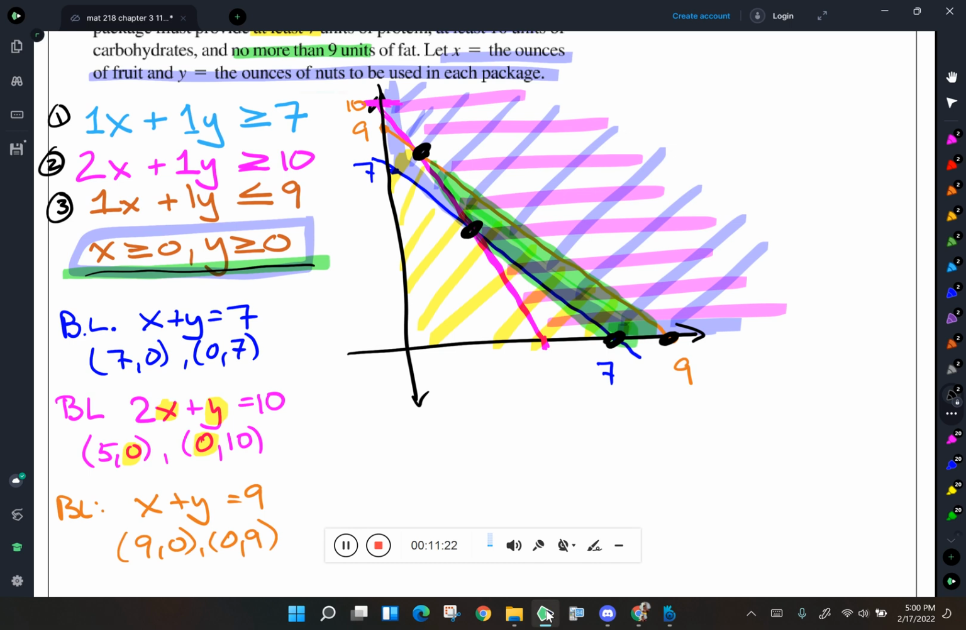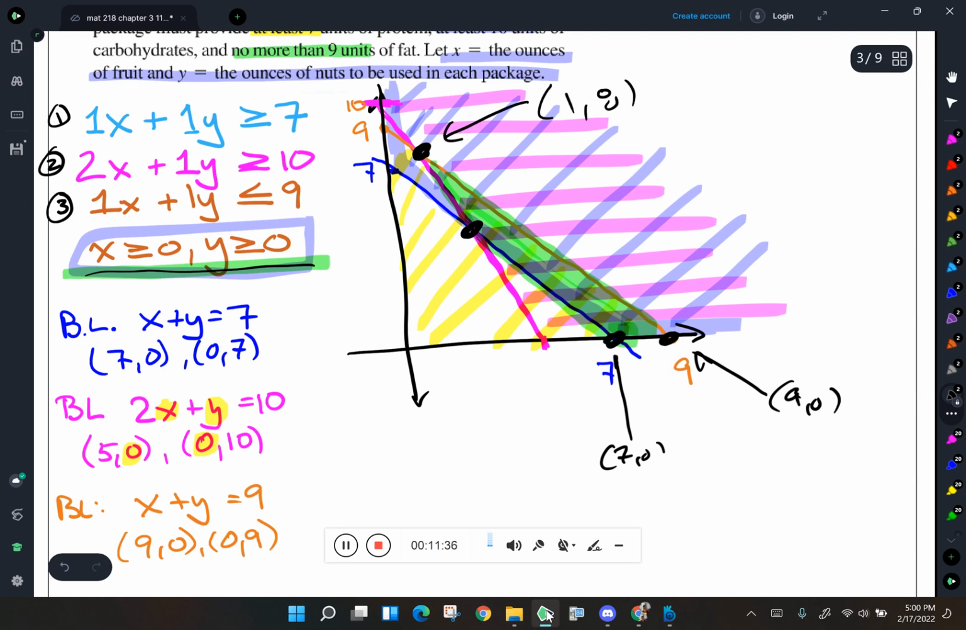And so you could find your corners and we could say, okay, I've got corners 1, 2, 3, 4. This corner is 7, 0. That one's 9, 0. This one up here was, what, 1, 8. And that one right there was, I think it was 3, 4. I'd have to go back to be certain and check. Yeah, it was 3, 4. And there's my feasible region.